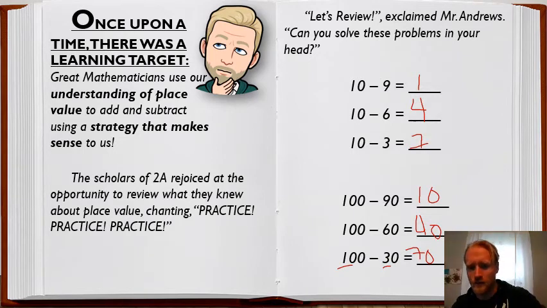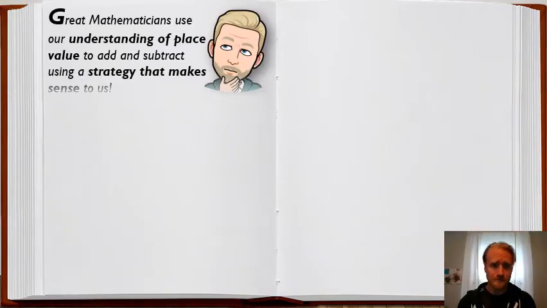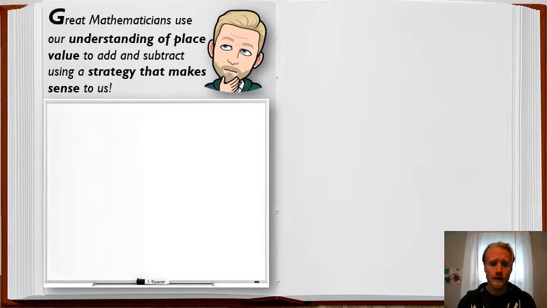All right, I'm looking at the place values, and I remember that 10 tens equal 100. So let's use this knowledge of place value and the relationships between hundreds and tens to help us solve using a bit of mental math as well as our other strategies today. Great mathematicians use our understanding of place values. So let's get through our first problem.